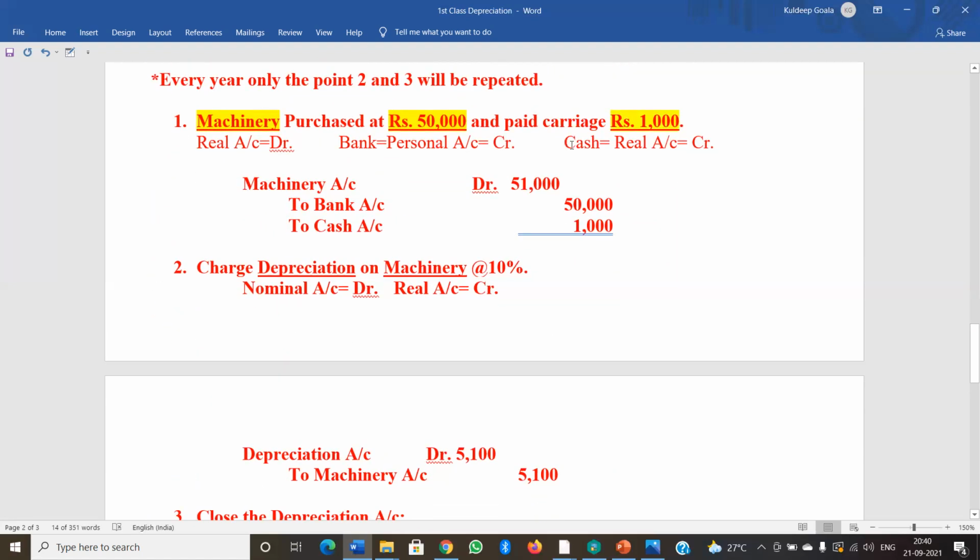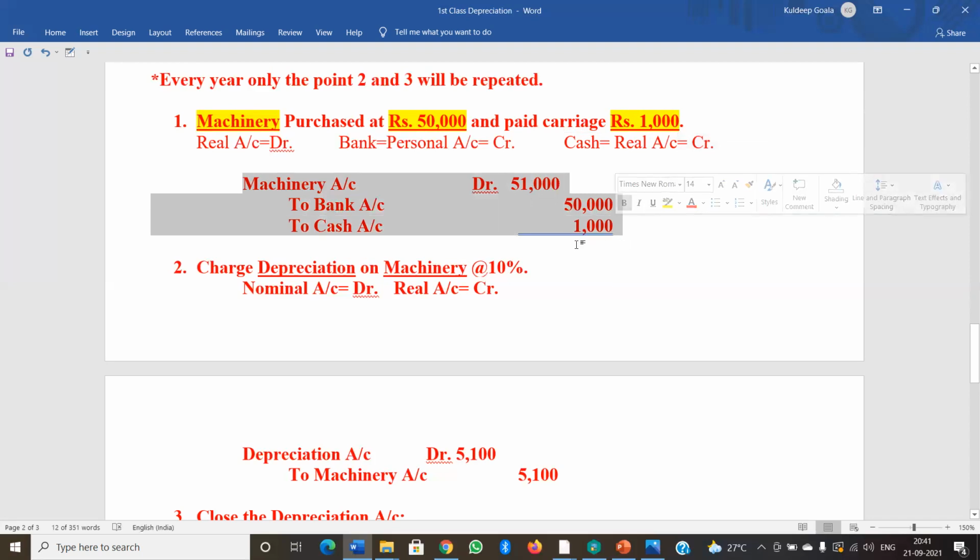So cash 1,000. So what is happening? Cash is a real account, it goes out. If you pay the carriage, it will go out. So carriage paid, goes out, credit, right? So what will be the journal entry? Machinery account debit 51,000 to bank account 50,000, to cash account 1,000.